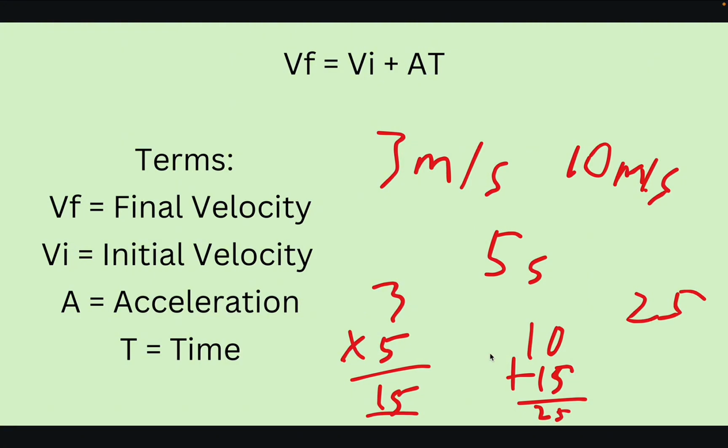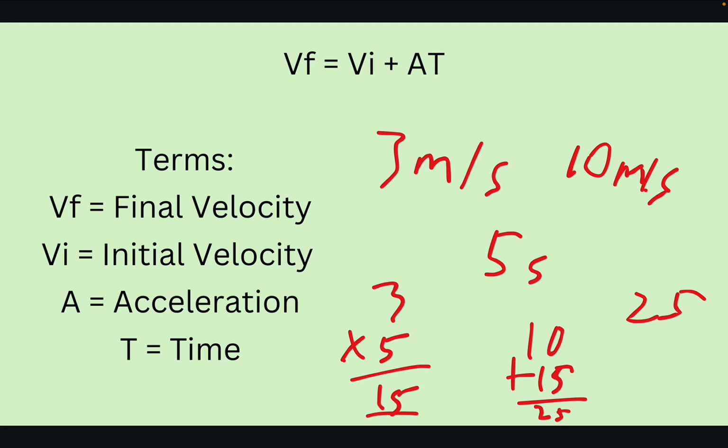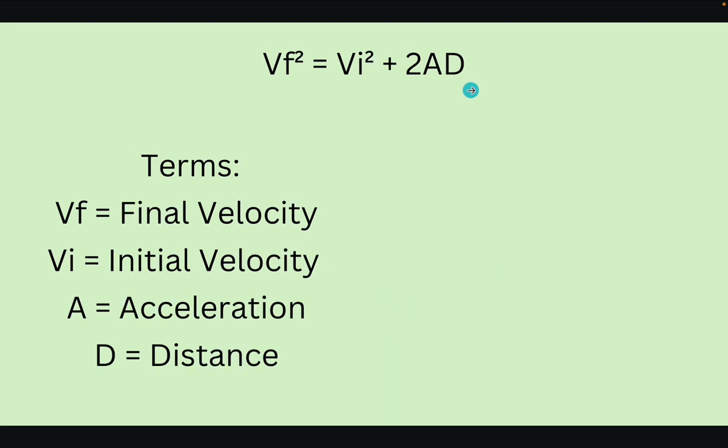Okay, now that we're done with that, let's move on to the second equation, that being Vf squared is equal to Vi squared plus 2Ad. Now, this equation is useful because it shows us how acceleration affects velocity over distance, unlike the previous equation which had to use time. This means that if you don't have time as a variable and you need to find the final velocity, you can use this equation.